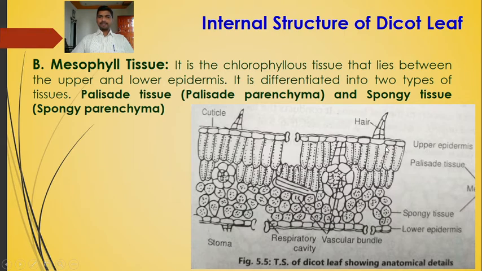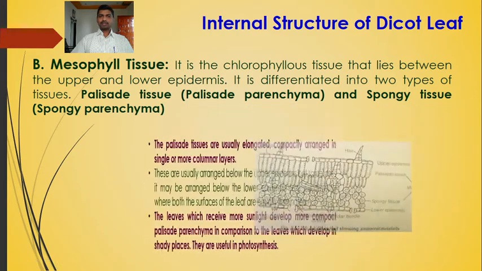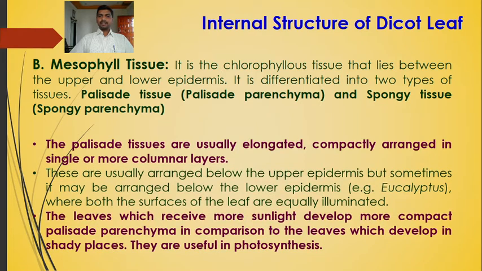Both the palisade and the spongy tissue are made up of parenchyma cells. In the palisade tissue region, the parenchyma cells are compactly arranged. They are chlorophyllous, consisting of chloroplasts. The leaf is required for photosynthesis, which is its main function. So one by one we are going to study the different types of mesophyll tissue.